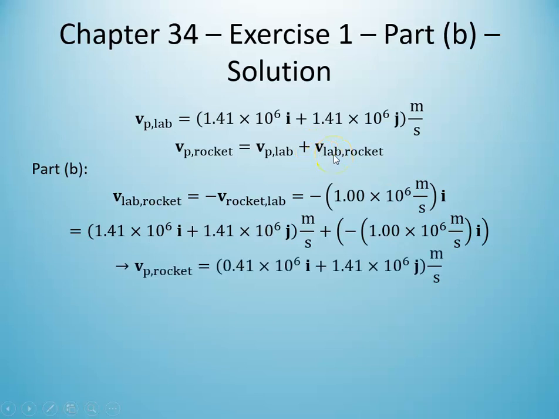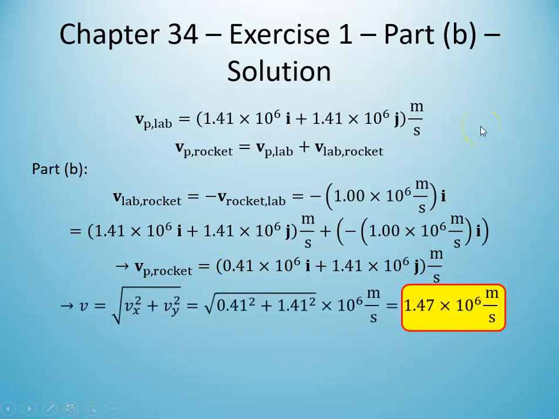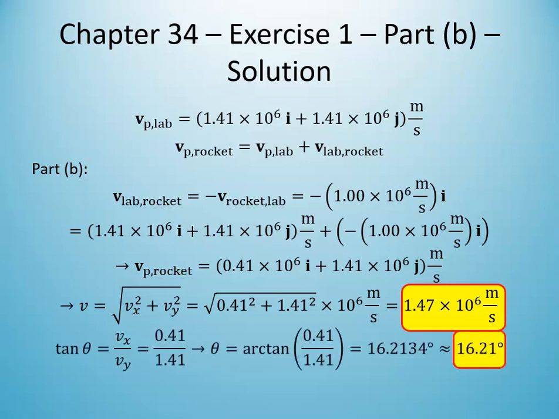So upon doing that, we have a new equation for the velocity vector of the proton according to the rocket frame. And now we can do the same thing as before, Pythagorean theorem, and get our speed of the proton according to the rocket frame, and also the angle with respect to the vertical, and in this case 16.2 degrees. So it shouldn't be surprising that that angle is a bit less because of the fact that the rocket is, in this case, moving.